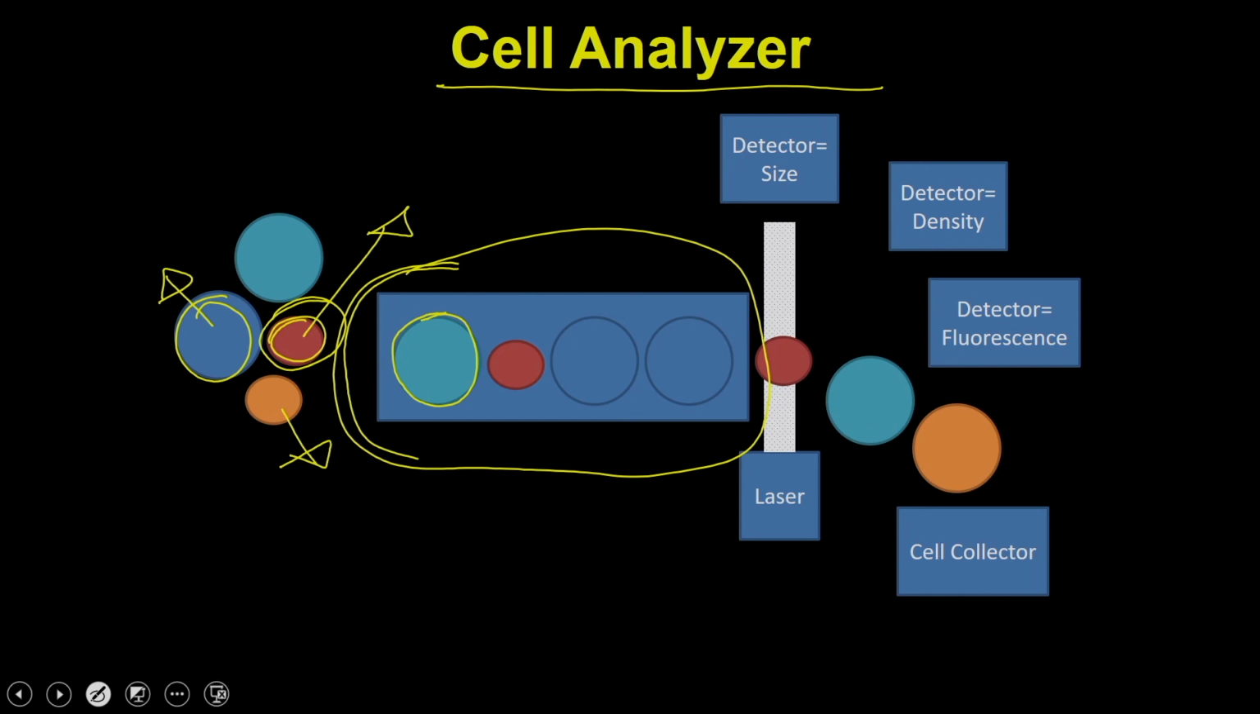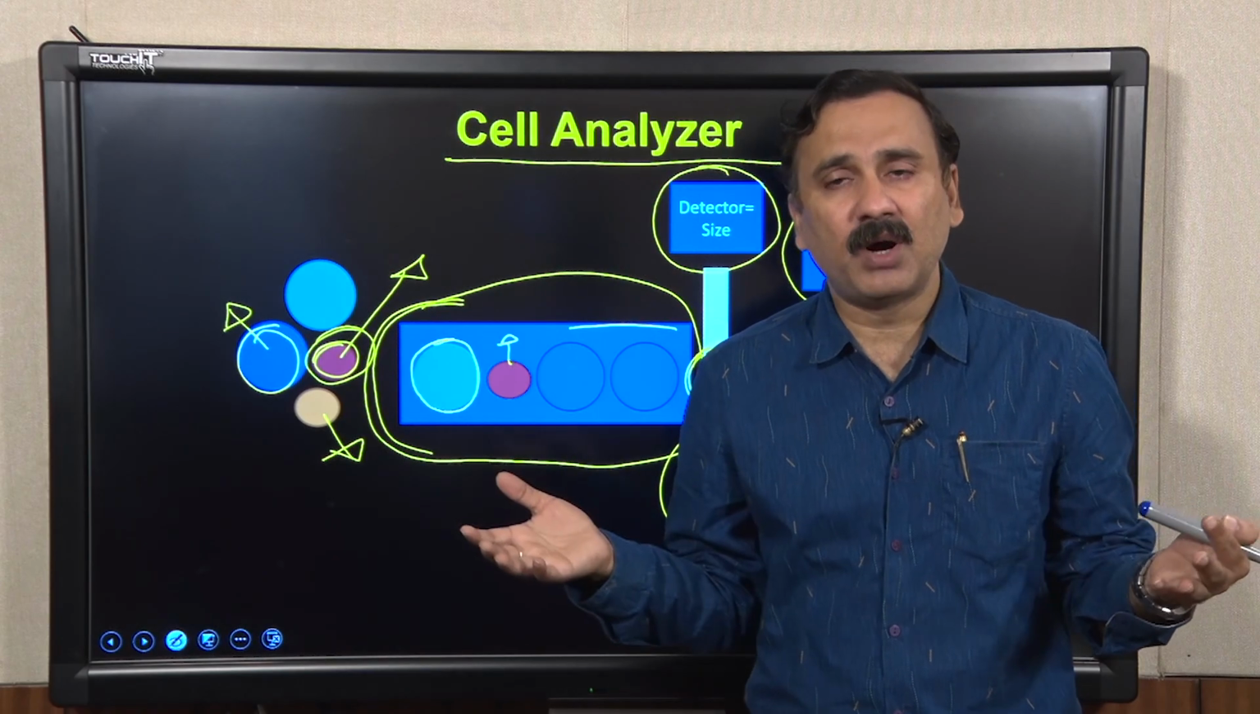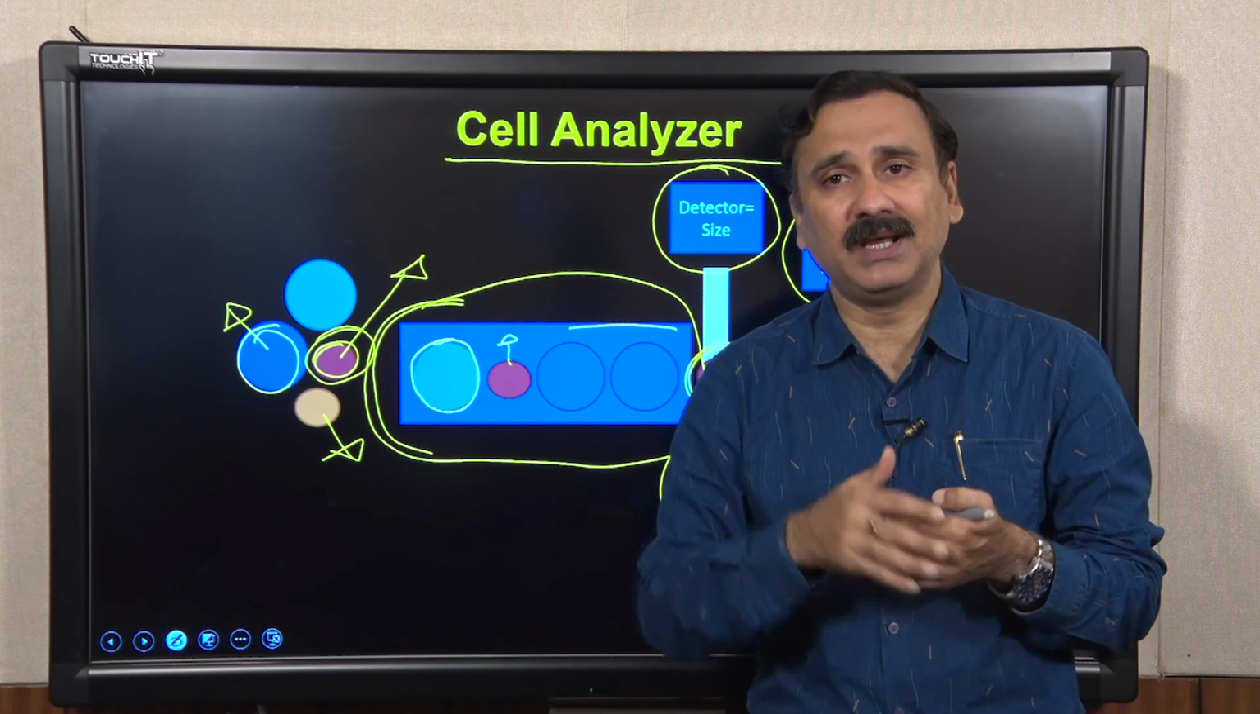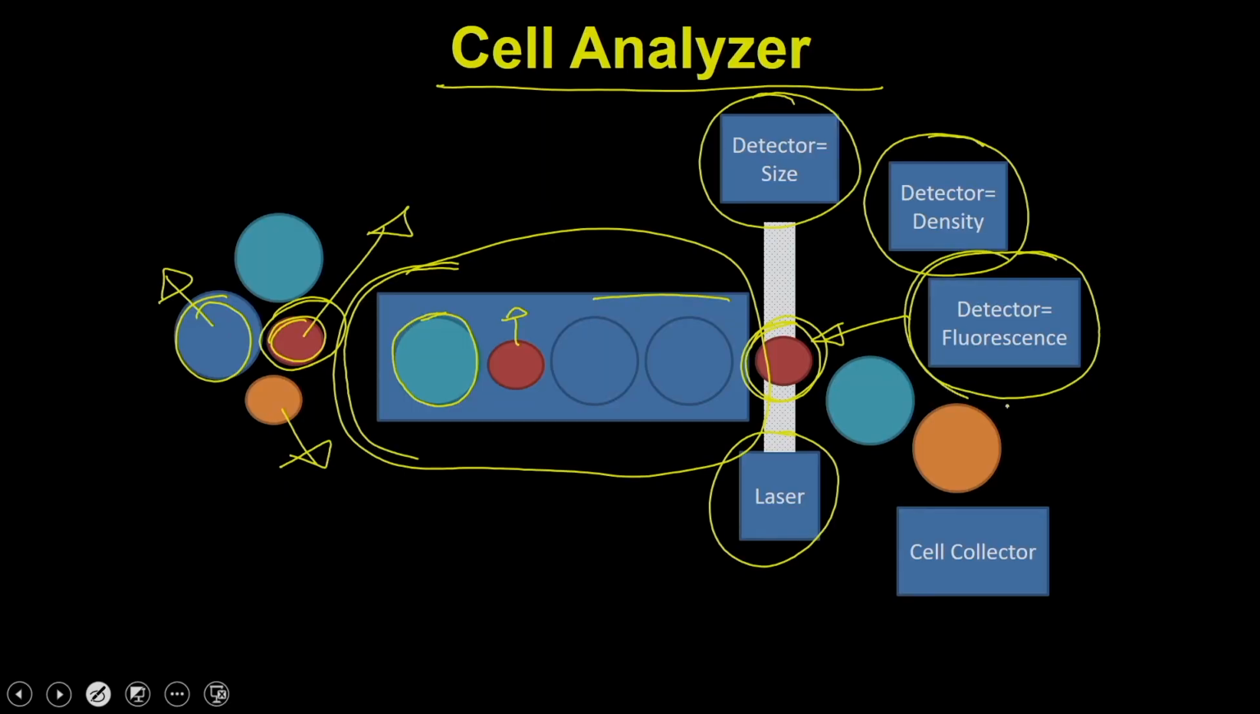Once the single cell comes out from this tubing, it can be illuminated with the help of a laser, and you can have detectors. These detectors could detect the size of this particular cell, or the density of this cell, or the fluorescence. Where do you get the fluorescence from? For example, if this cell has different types of receptors, you can simply add antibodies which bind to this cell and give you fluorescence, and that can be detected with fluorescence detectors.